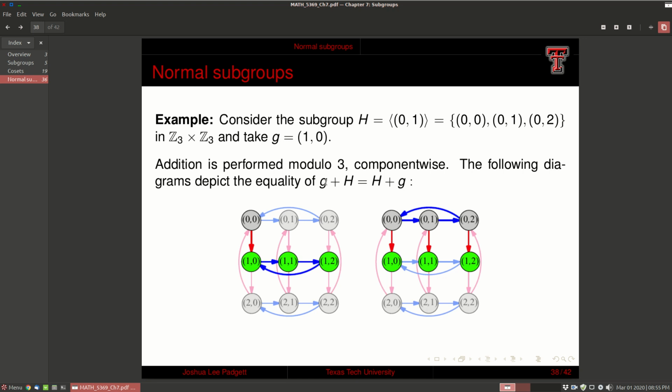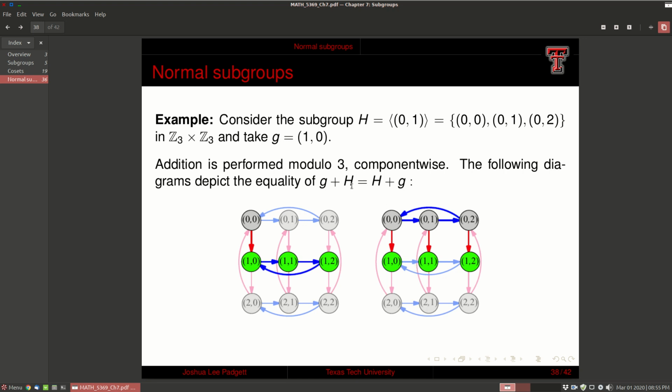It's saying start at G, which is 1, 0, and then add everything in H. So add 0, 0, add 0, 1, add 0, 2. All right, so then I get this guy down here. Similarly, H plus G means take each element in H and add G to it. All right, so in each of these cases, I end up with the exact same object.